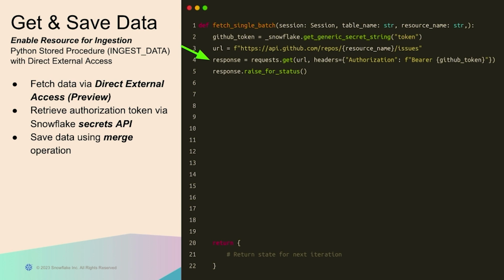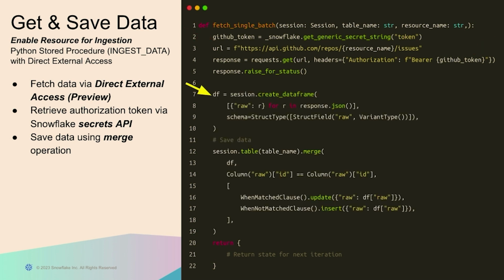Of course, in many cases, the endpoint you are hitting is going to be secured. That's the purpose of the secret object I had. Thanks to the Snowflake Secrets API, I'm able to read the token and then stick it into my request. And now I have the data from GitHub. The last part is actually to save it into Snowflake.